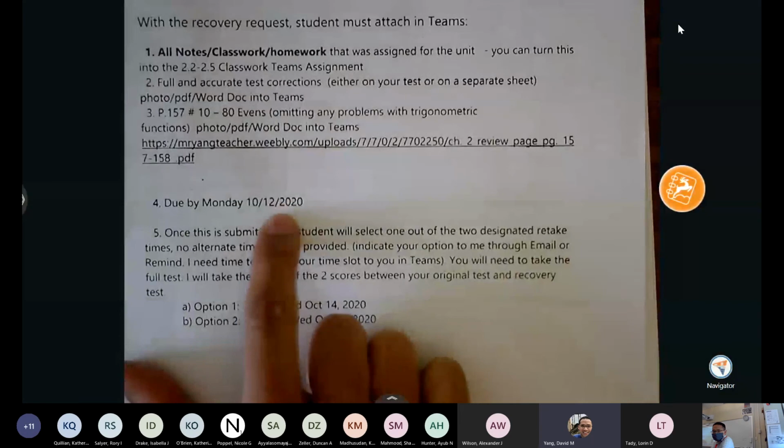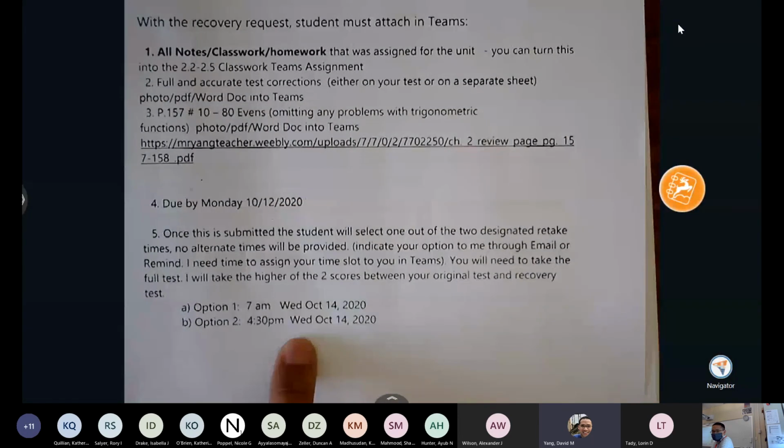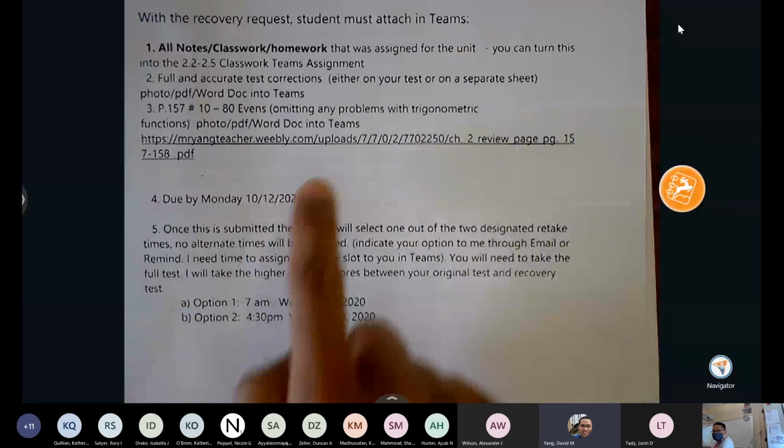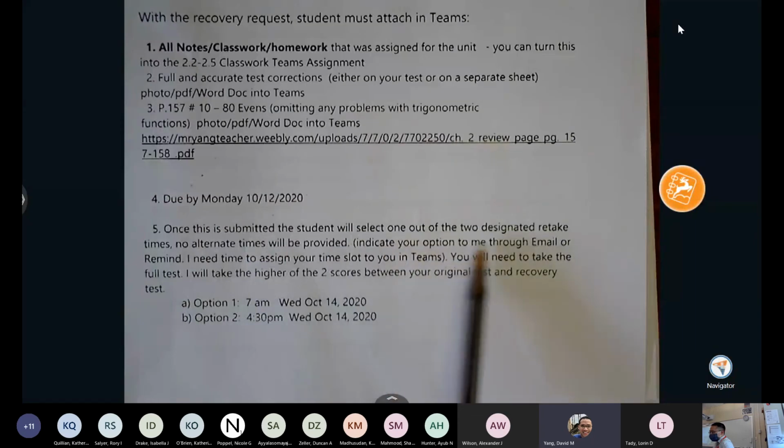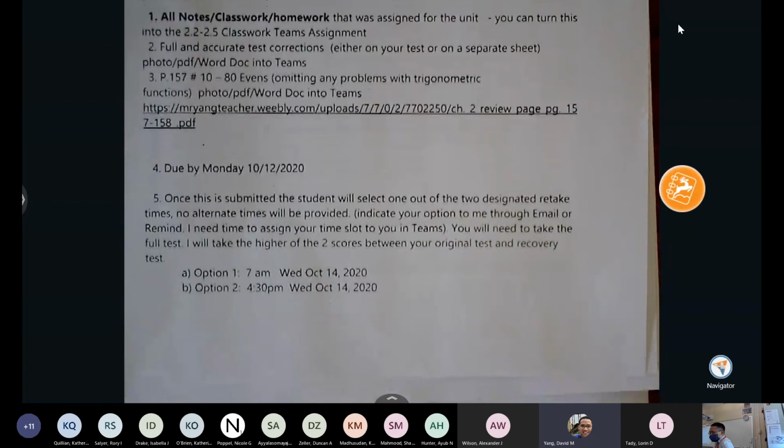So this is going to be due by Monday. Okay, even though the recovery test is going to be on Wednesday, I need time to set things up and also to review your work. So once this is submitted, you'll be able to select one of the 2 designated retake times. You're going to send me which time slot you want. You can send your option to me either through email or Remind. I need time to assign your time slot in Teams.